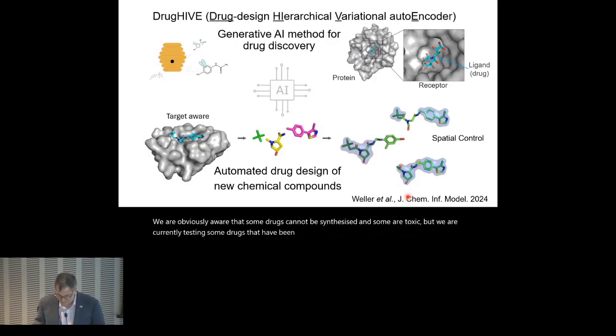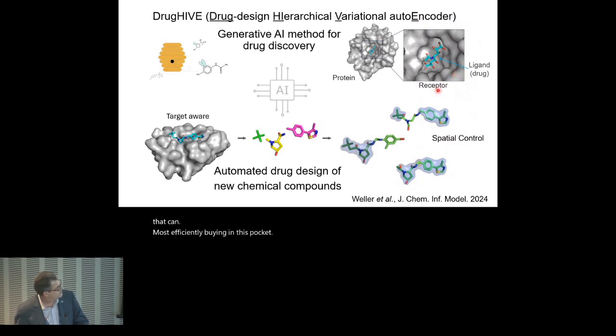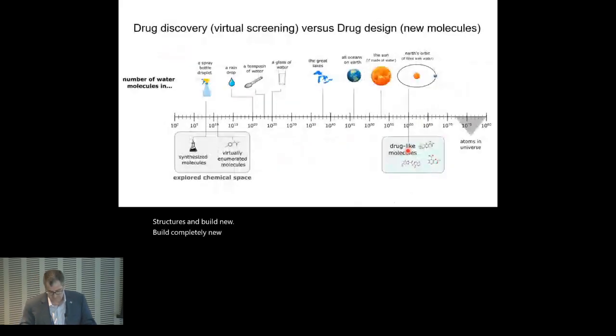with this method. So what DrugHive does, here's the pointer, it looks at a cavity and it basically optimizes the drug that can most efficiently bind in this pocket. By doing this, it will take chemical compound structures and build completely new chemicals, which is shown in the slide after this. But this slide is related to what I said already.